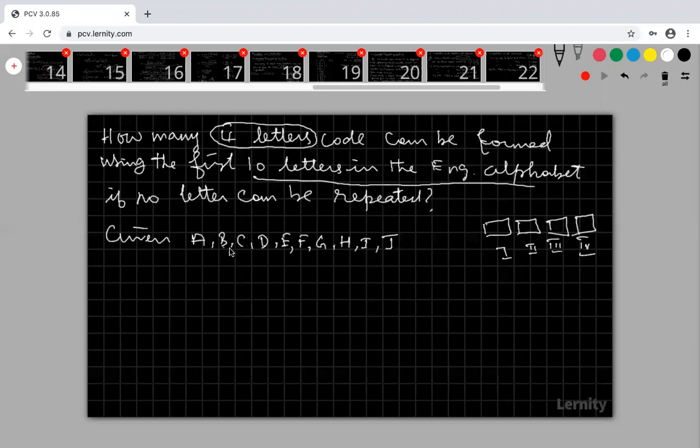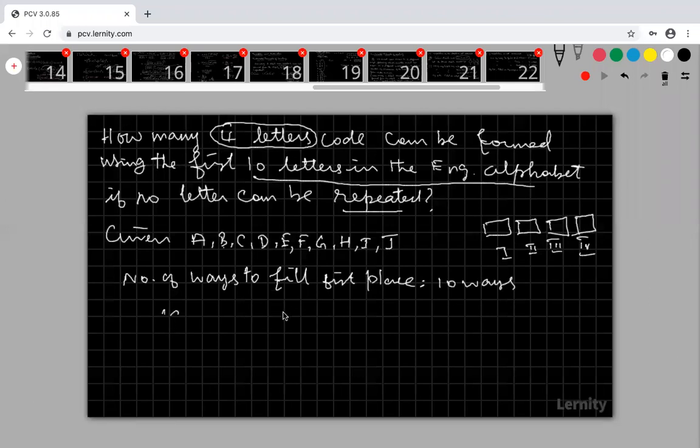Right. So I'm going to use these letters only and form a 4 letter code. But look at that, very important point: no letter can be repeated. Now look at that. Number of ways to fill the first place. Totally how many letters are there? 10. So therefore 10 ways. I can fill any one.